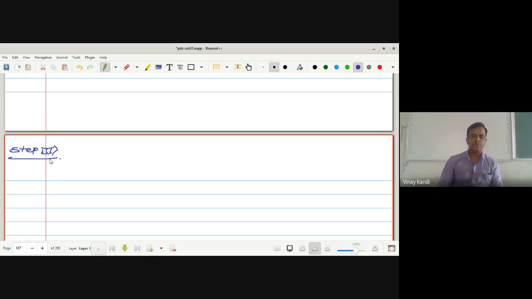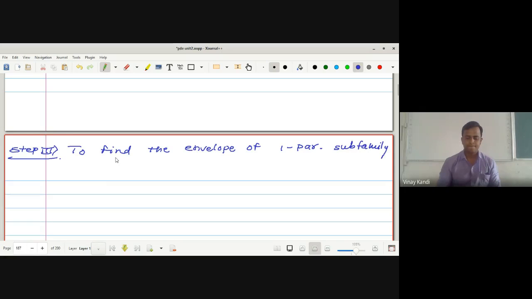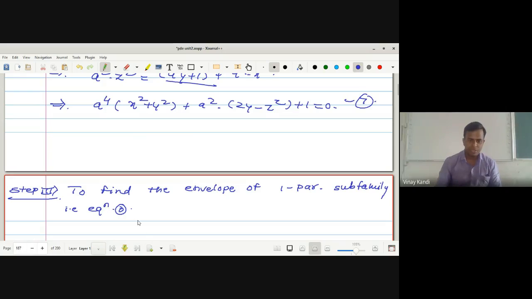Now, how to find the envelope of a one parameter family of curve? To find the envelope of the one parameter subfamily, that is equation number third, what do we do? We have to find the envelope of the one parameter family. What is your one parameter family? a raised to 4 into x square plus y square plus a square into 2y minus z square plus 1 is equal to 0.